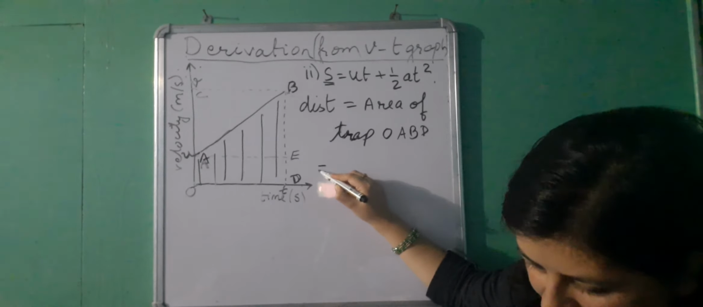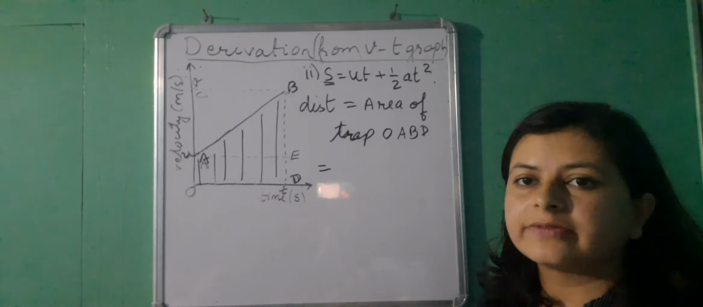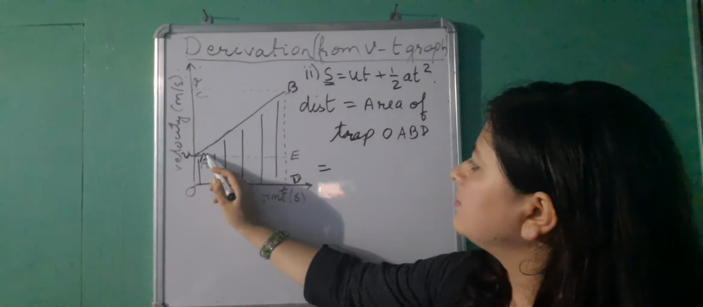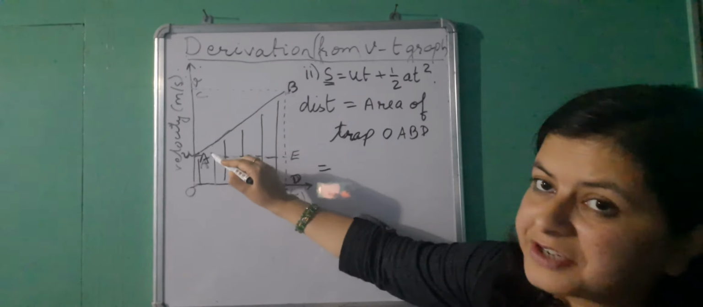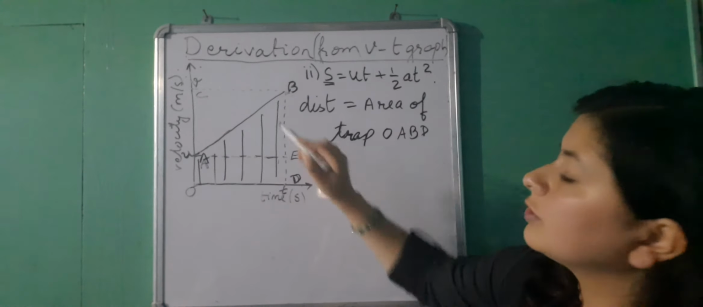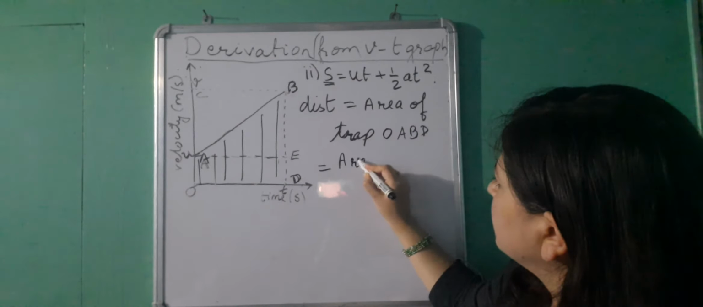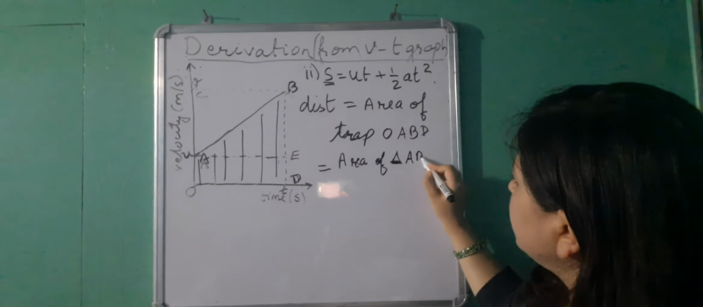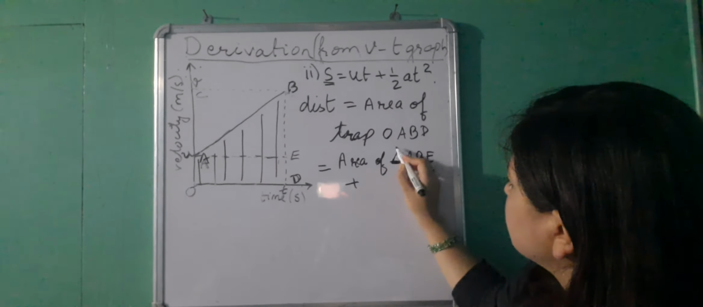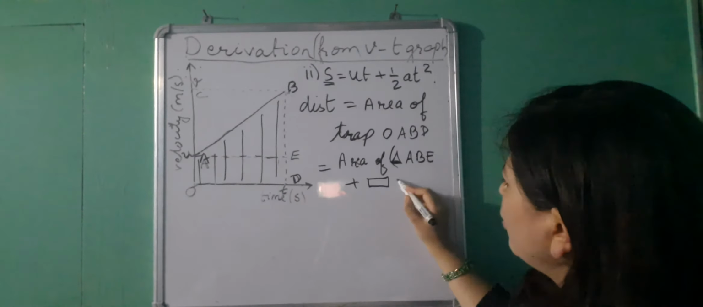which is consisting of two figures here. We have a direct formula for the area of a trapezium as well, but to make it simpler, I'm just going to divide this trapezium into two portions. You can see the upper half of the trapezium is a triangle and the lower half is a rectangle, and we know the formula for the area of a triangle and a rectangle. We are going to add them up. So it is nothing but area of triangle ABE plus area of rectangle AE or OAED.